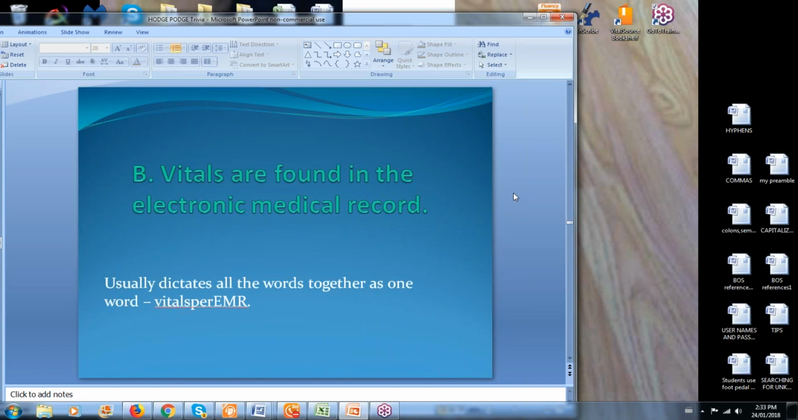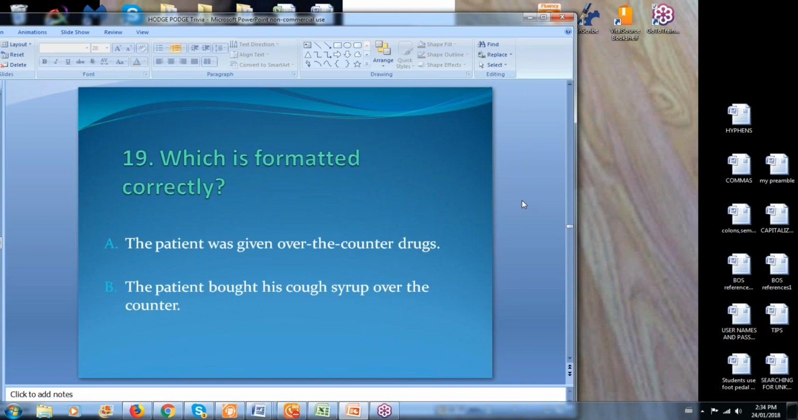Paper, I had B and wrote hey. Okay, 19. Which is formatted correctly? A, the patient was given over-the-counter drugs, with over-the-counter all hyphenated, or B, the patient bought his cough syrup over the counter, not hyphenated.